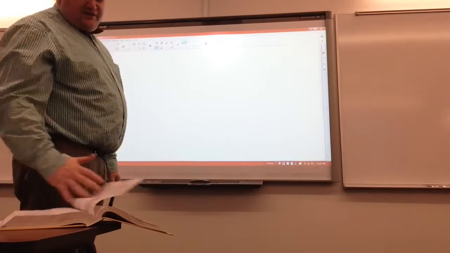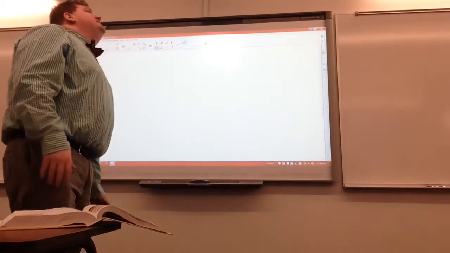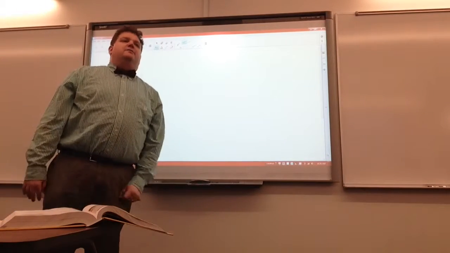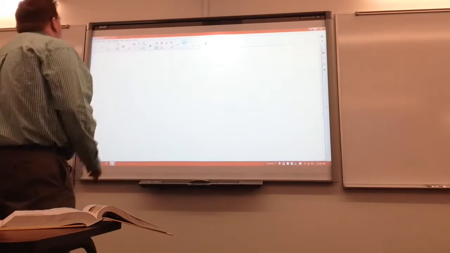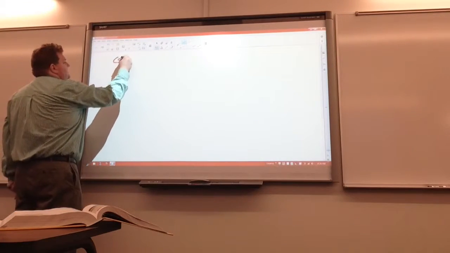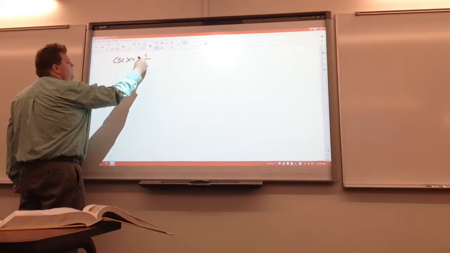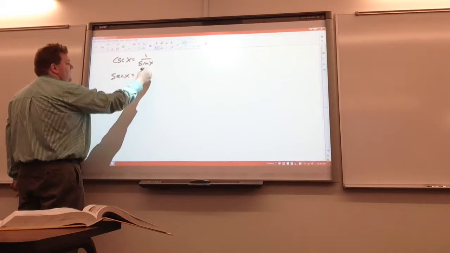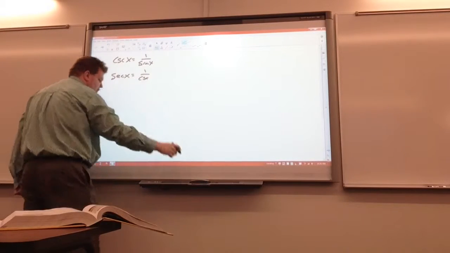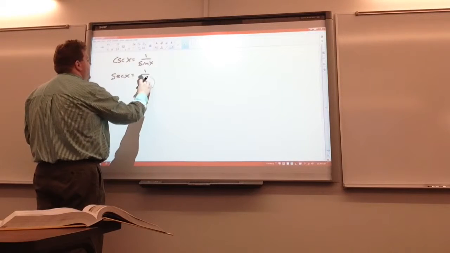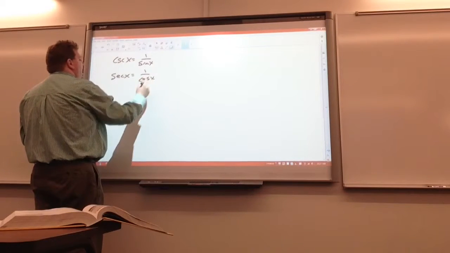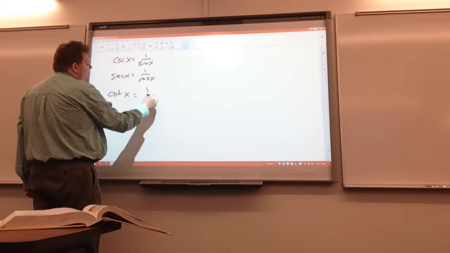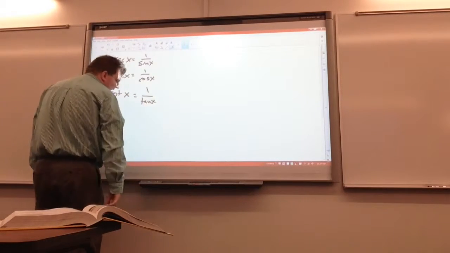So the other thing to remember is that when you have to graph things like the secant, cosecant, cotangent, you have to enter them as 1 over their regular counterparts. So remember, cosecant of x graphs as 1 over the sine of x. The secant of x graphs as 1 over the cosine of x. And finally, the cotangent of x graphs as 1 over the tangent of x.